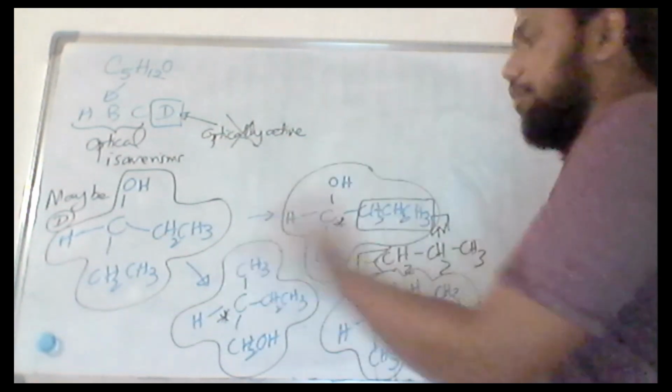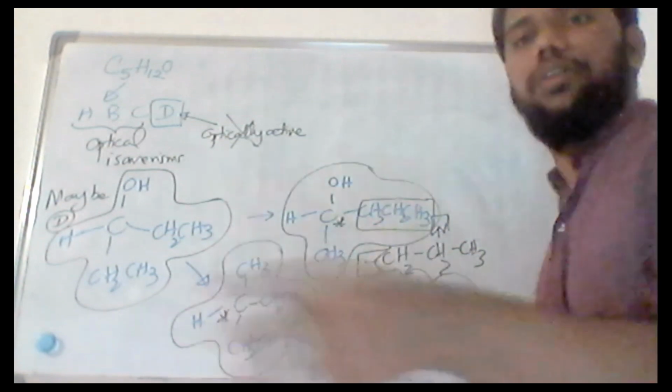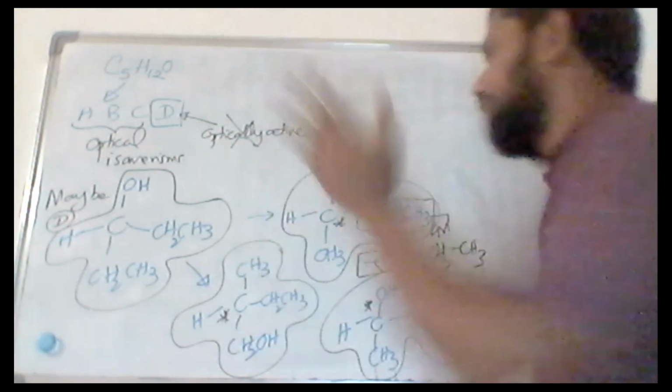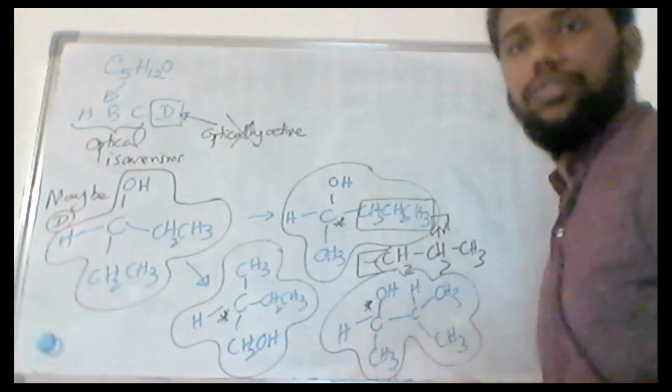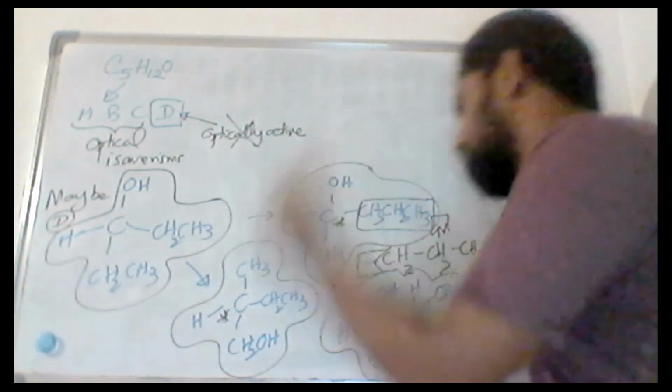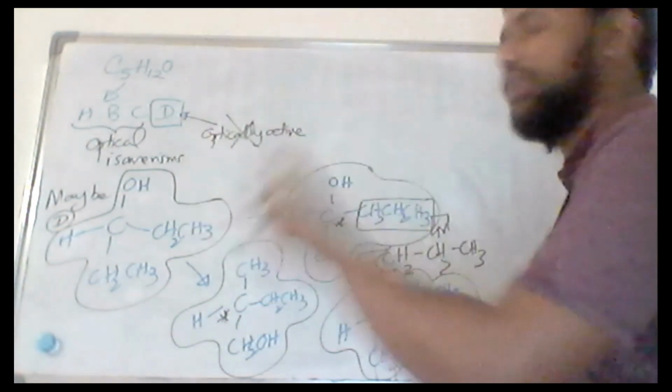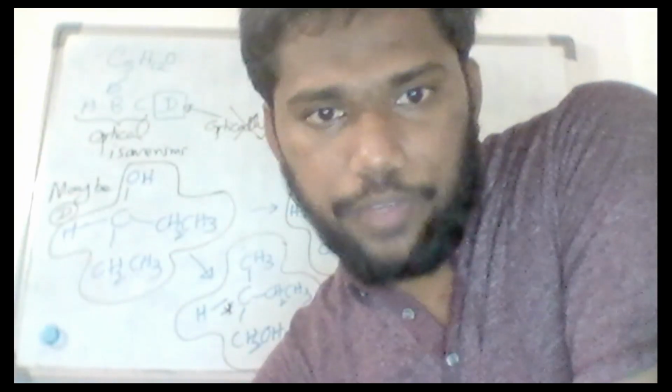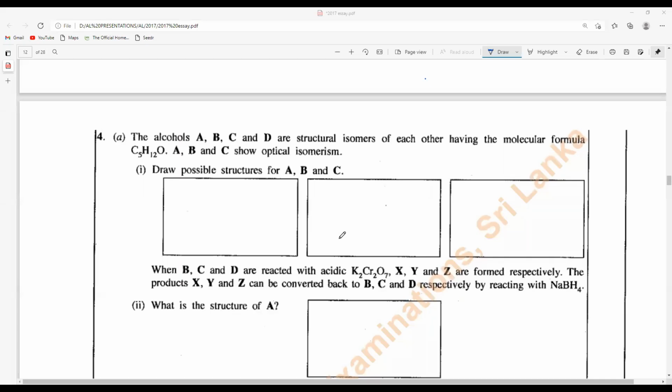The first question says draw possible structures for A, B, C. So you can write down these three in three boxes. You don't have to mention A is this, B is this, because you don't know. Just write down these three structures in the three boxes. That's it. Okay, so we will move on. That is why they have given three boxes.